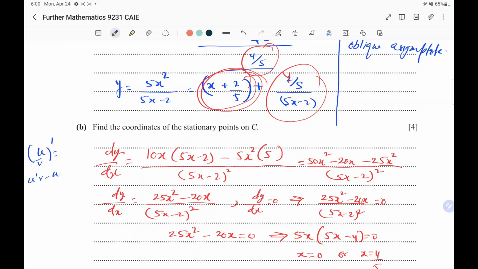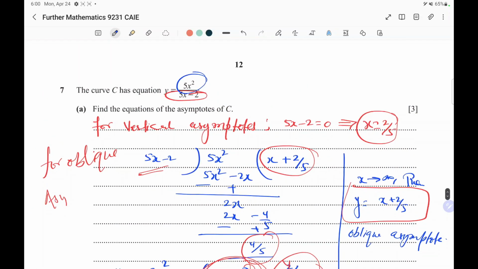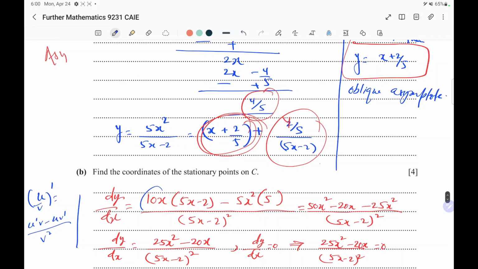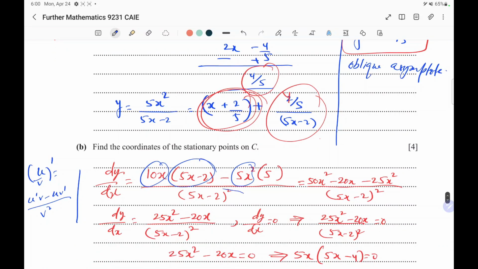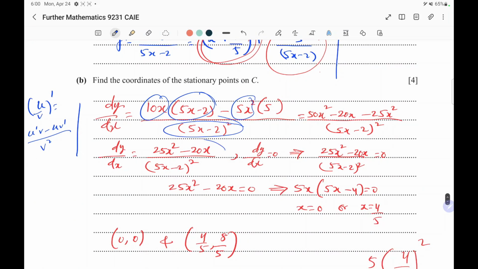That says (u'v - uv')/v². So u', first we have to differentiate 5x², which is 10x. Second as it is, minus 5x² as it is. 5x differentiation is 5. And denominator whole square. And just calculate. You will get this.